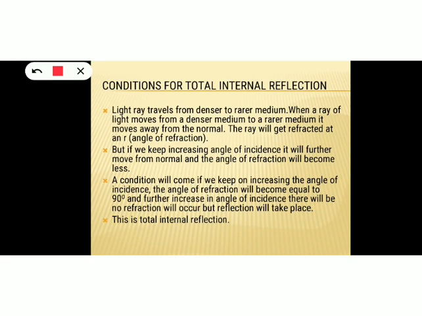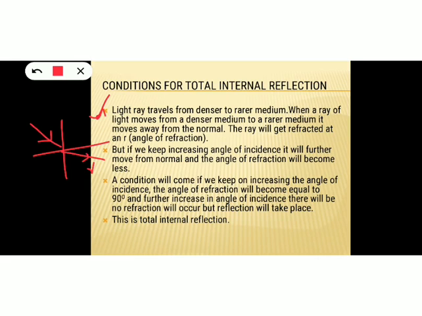Now what is the condition for total internal reflection? The first and foremost condition is that the light ray should travel from denser to rarer medium. When a ray of light moves from a denser medium to a rarer medium, it moves away from the normal. That means the ray will get refracted at an angle r. We had already studied that. Whenever a light ray passes from denser to rarer medium, it will move away from the normal.